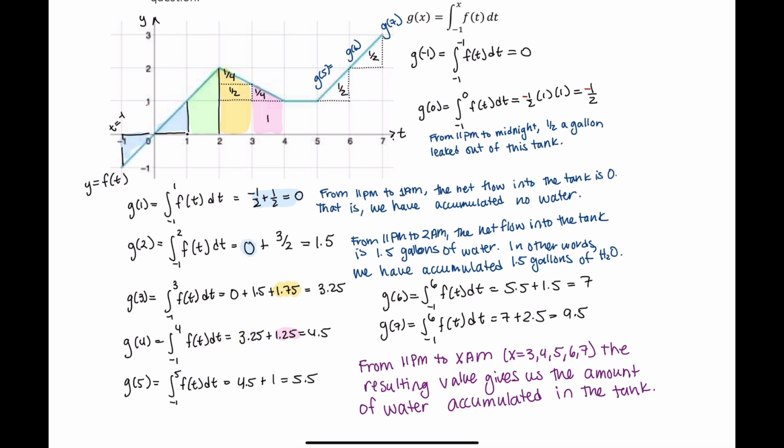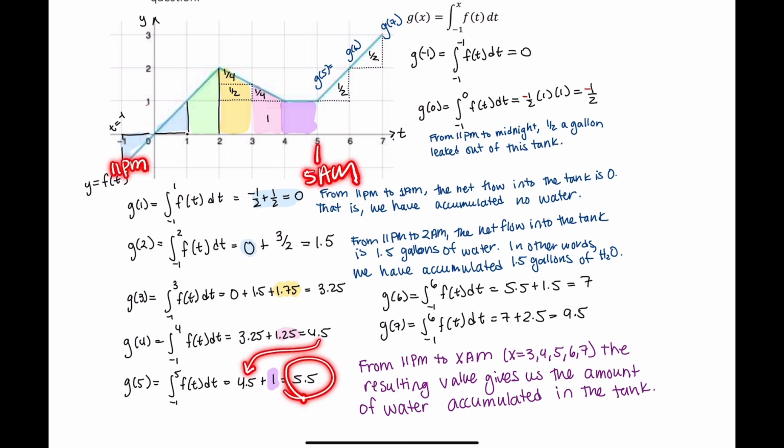Now clearly between 4 and 5 a.m., this is just a square with an area of 1, so that tells us that 1 gallon of water accumulated at that time. So all we need to do here is add 1 to our previous value of 4.5 to get 5.5. So I'm going to pause here real fast and just remind everyone, this tells me that from 11 p.m. to 5 a.m., exactly 5.5 gallons of water accumulated in the tank.